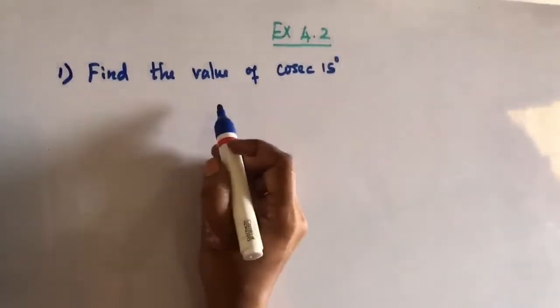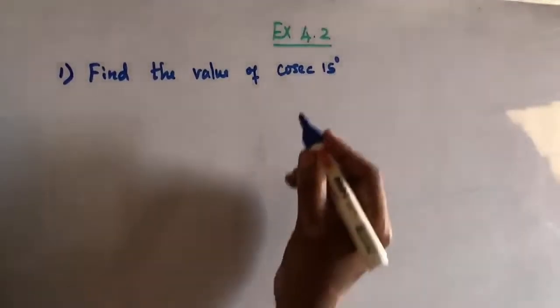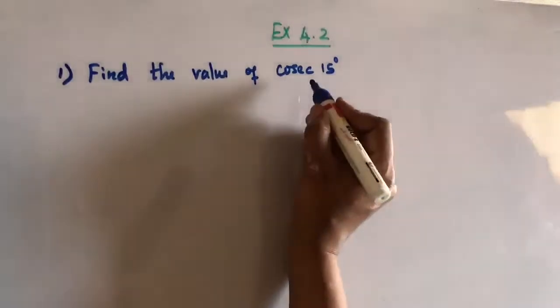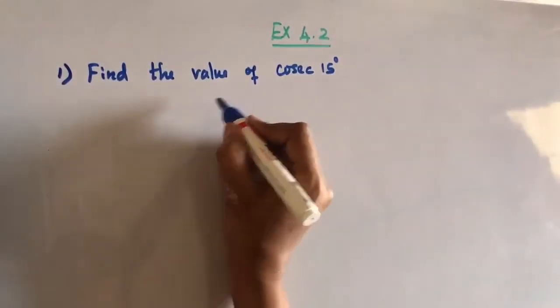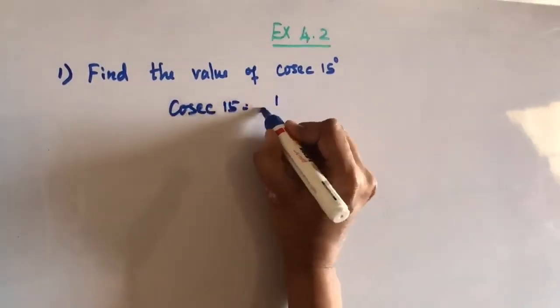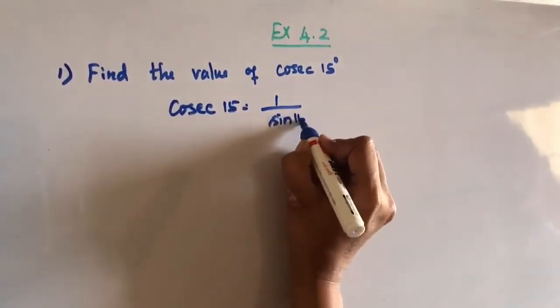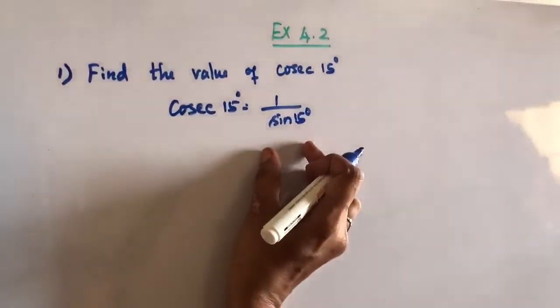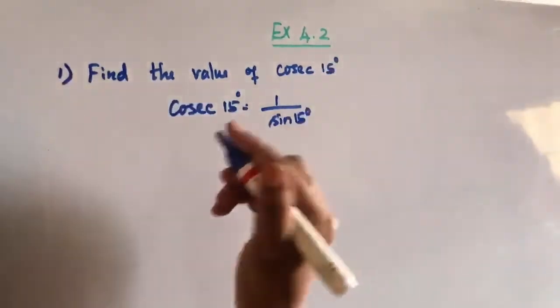Find the value of cosecant 15. We have to find the value of cosecant 15. So, I write cosecant 15 as 1 by sin 15, 1 by sin 15 degree. Now, you have to find the value of sin 15, then you can take the reciprocal.